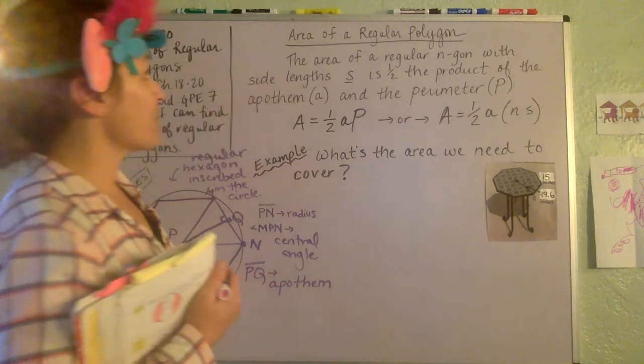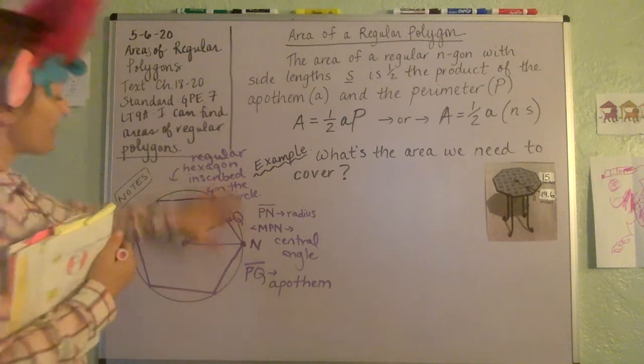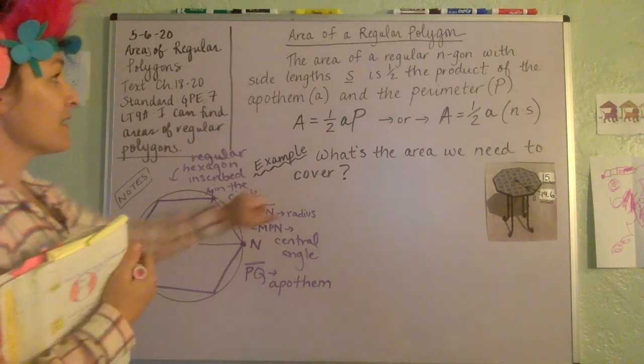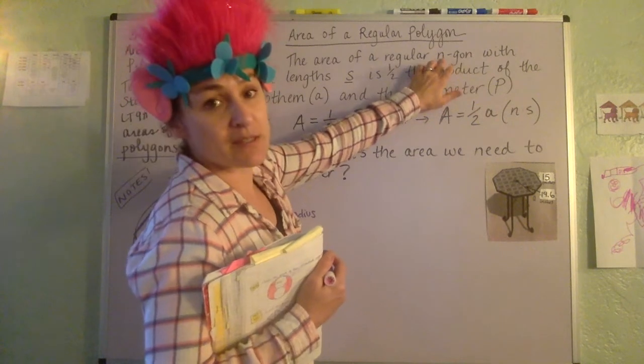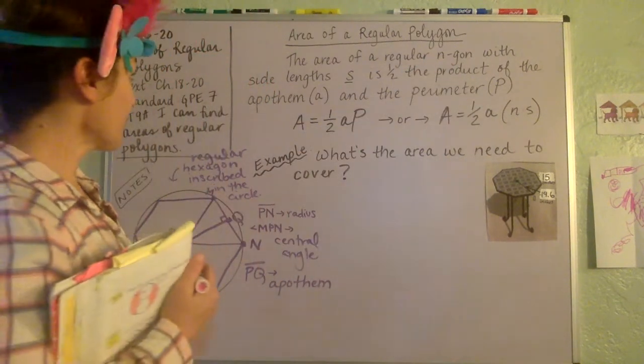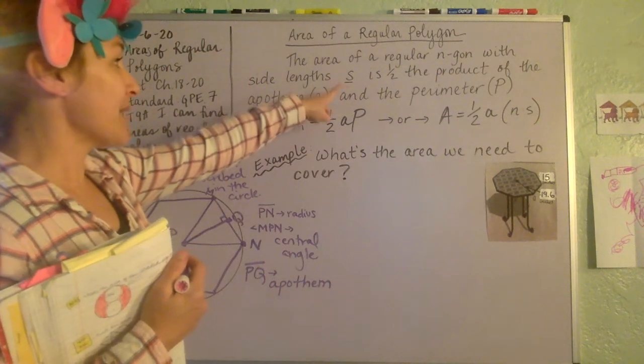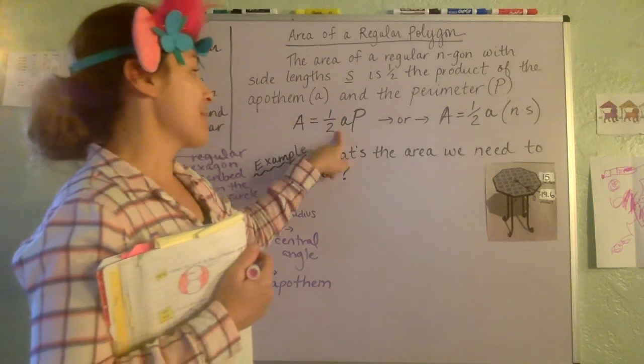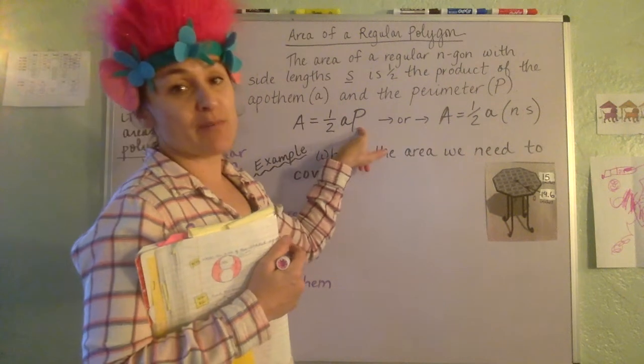So here's our formula. The area of any polygon, any number of sides, that's what n represents, where each side is the same length, will always be half of the product of the apothem times the perimeter.